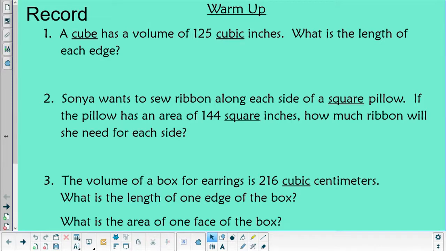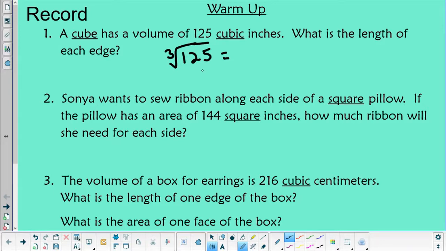Before we begin, let's go ahead and review some of the things we talked about last time. A cube has a volume of 125 cubic inches. What is the length of each edge? So when you see cube and cubic inches, that tells me that I need to take the cube root of 125.